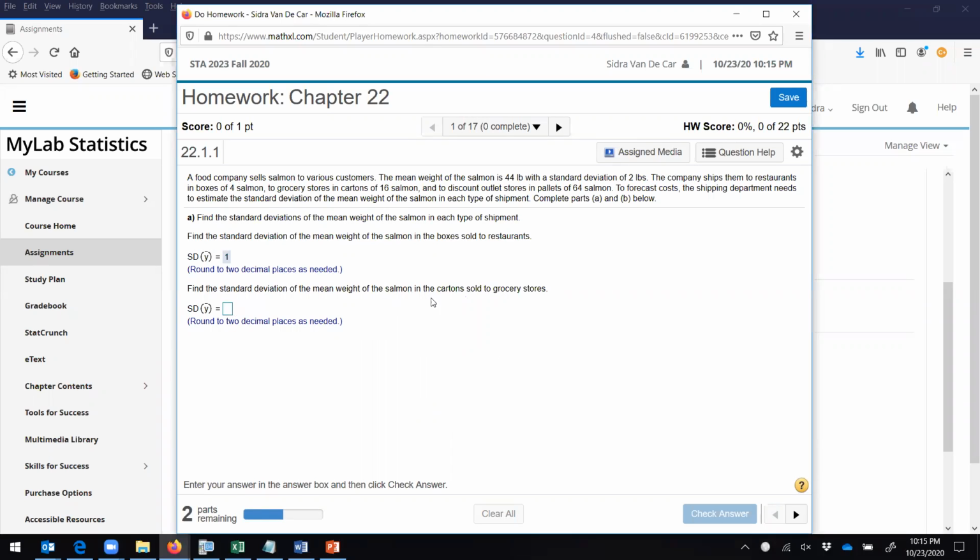All right, now let's find the standard deviation of the cartons sold to grocery stores. The cartons are 16. So I'm taking my standard deviation, the 2, divided by the square root of 16, that would be 2 over 4, which is 1/2 or 0.5. So we're going to put in here 0.5.